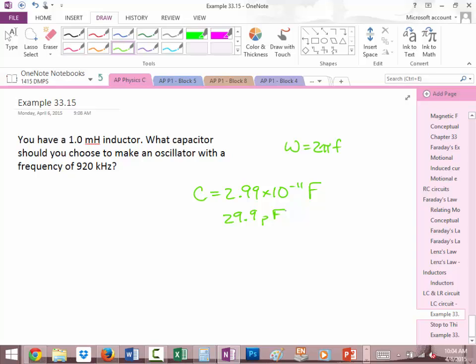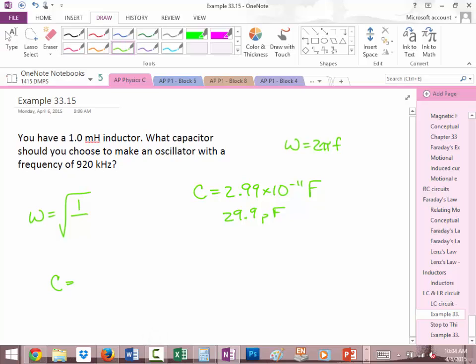If this was a piece of a problem from a free response question, you would want to write something down like omega is equal to the square root of 1 over, and so on. You're going to write that out. And then before I do anything else, I would say C is equal to, and write down exactly what I was going to type in. Do you understand what I'm saying? Do that so that you're communicating to the reader that you know what you're doing.